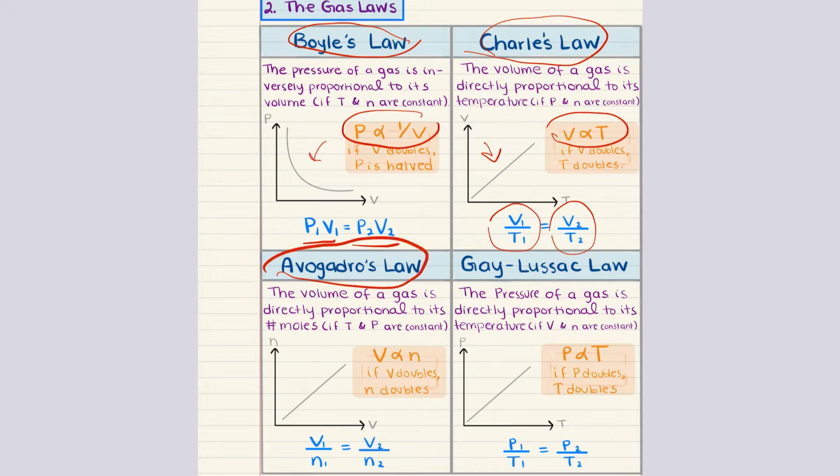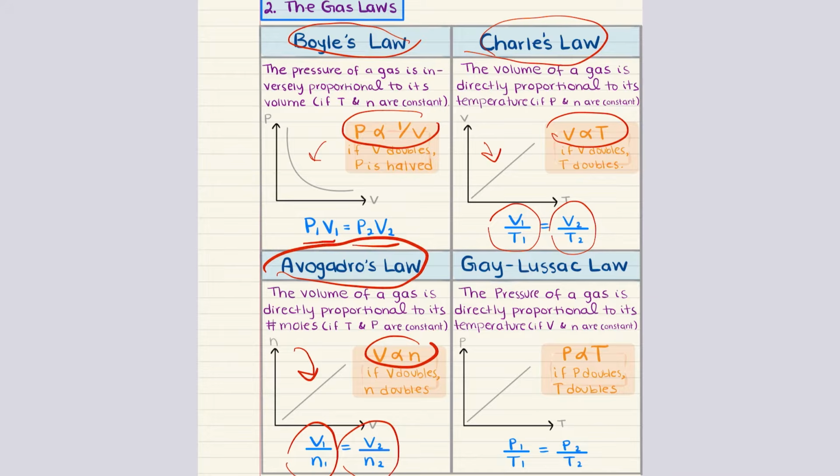Avogadro's law is next. This states that the volume of a gas is directly proportional to the number of moles when temperature and pressure are kept constant. So if the amount of gas in moles increases, the volume increases proportionally, and this linear relationship can be plotted as a straight line on a graph of volume versus the number of moles. The mathematical expression of Avogadro's law is V1 over N1 equals V2 over N2.